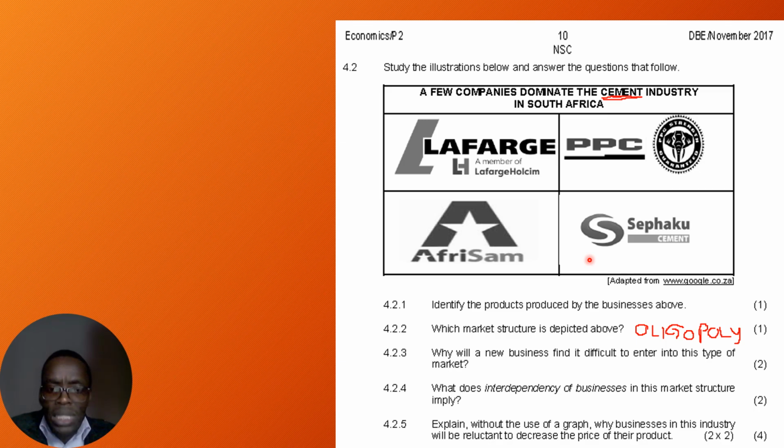And the other problem is, whenever they reduce the price, remember that the bottom part of the kinked demand curve is relatively inelastic. So by reducing the price so much, they are only going to get so little in terms of the increase in the quantity demanded. And you will find that in terms of total revenue, the business might not make as much as it used to make before. So those are some of the things that will force the businesses not to reduce their prices. Okay, now let's just look at the next part.